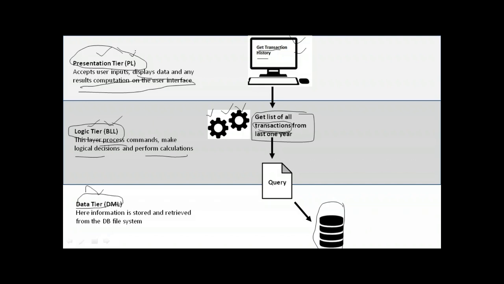So this is the presentation layer or presentation tier. This is the business logic layer or business logic tier. And this is the data tier or data management. So what happens over here? Here the data is stored and retrieved from the database or file system. The information is stored, and when required, you will be able to retrieve it as well.